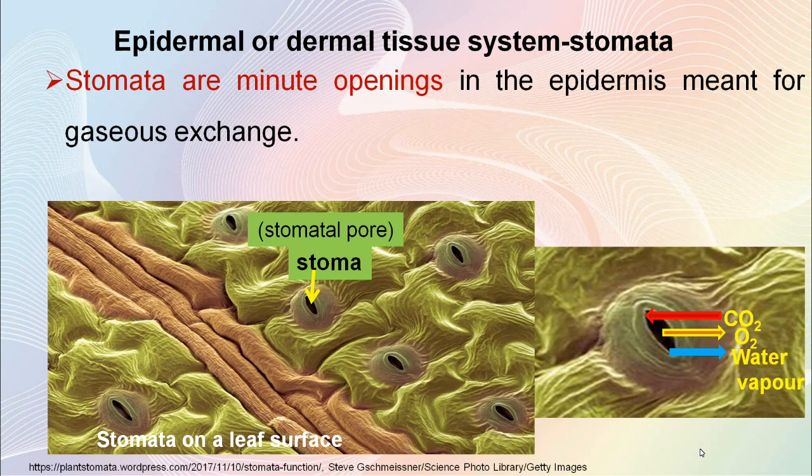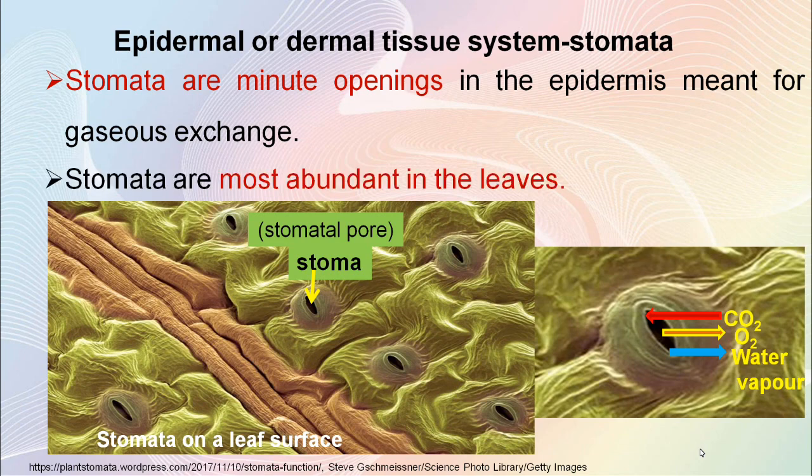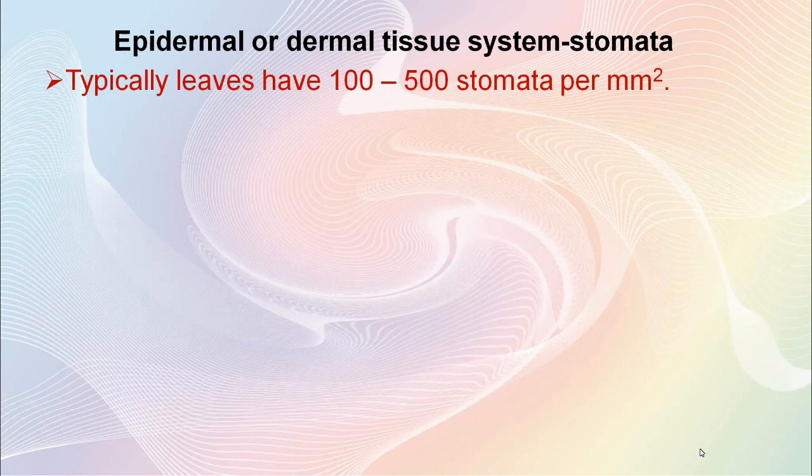You may already know that stomata are present in the leaves, which are the photosynthetic organs of a plant. But actually, you can find stomata in the epidermis of all green plant parts, that is, in the leaves as well as in young stems. But of course, they are most abundant in the leaves. Typically, leaves have 100 to 500 stomata per square millimeter.